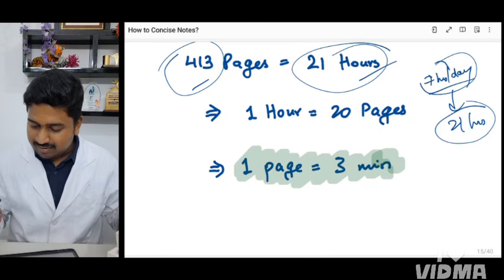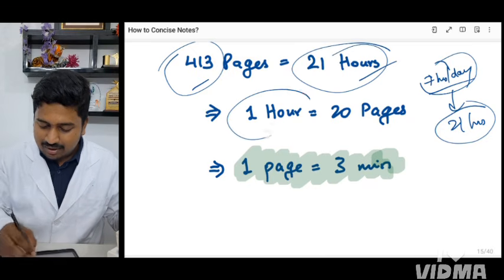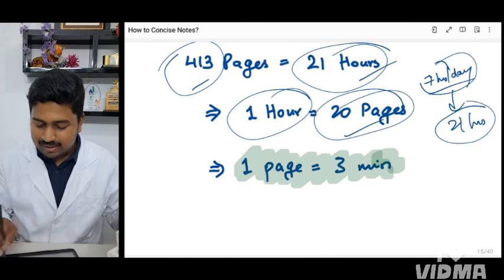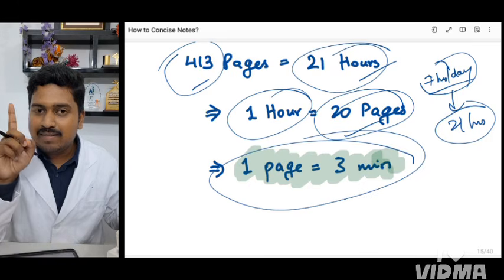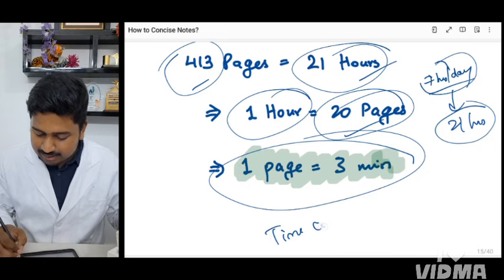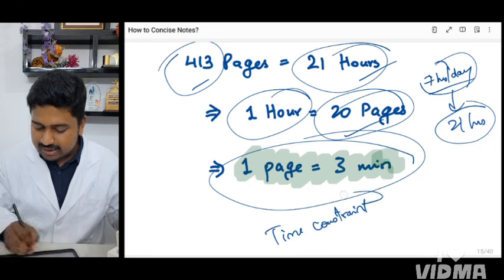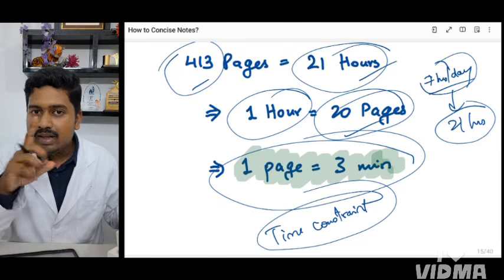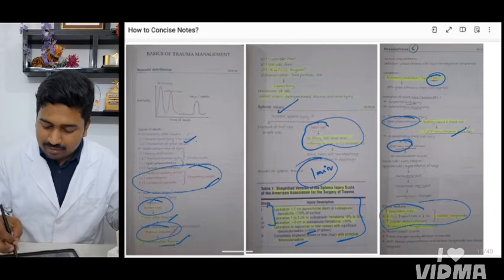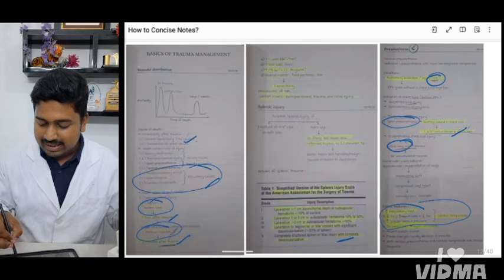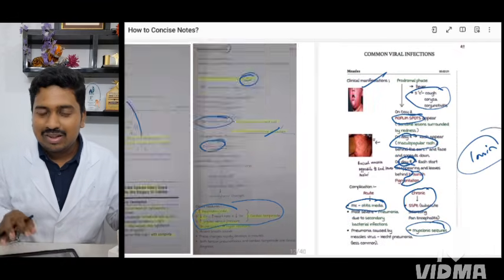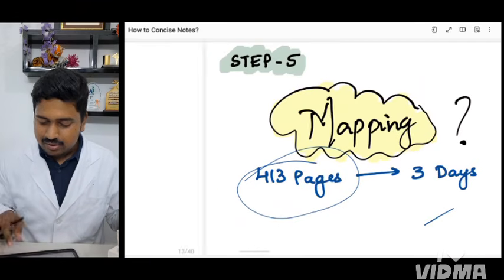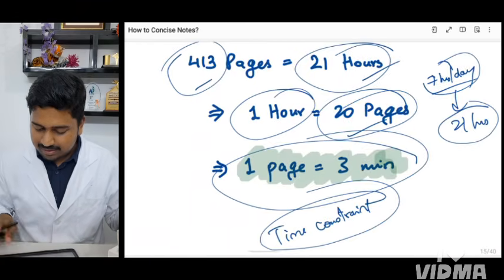Now in these 21 hours, in 1 hour you will require around 20 pages. That means 1 page you will complete in 3 minutes. This is known as time constraint based studying. So your constraint is time. Now tell me, from these pages, will you require 3 minutes? I would say definitely not. I can just complete it within 1 minute also, because everything is there. You are just revising things and you're trying to remember these things.